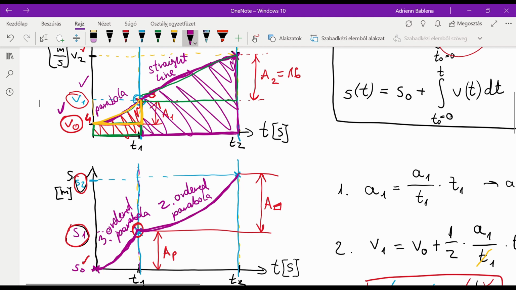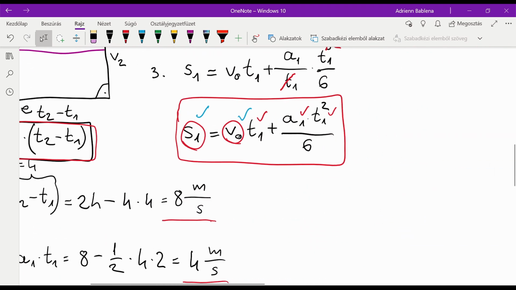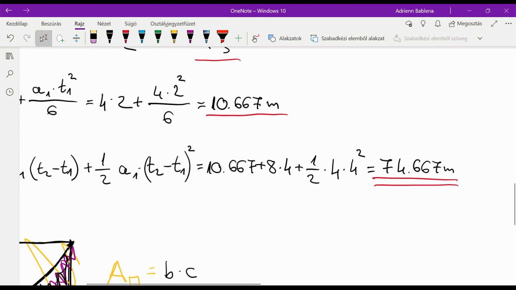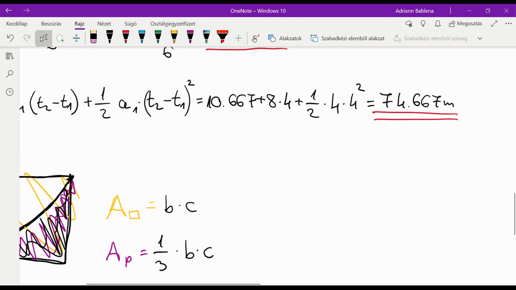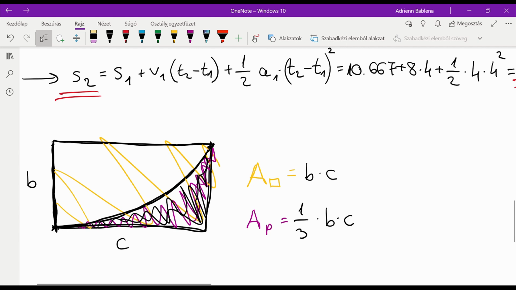Sorry, sir, I want to check the final result again. Final result S2. Yeah. We were looking for S2, as I remember. S2 here. 74 times 667. And the parabola area, can I have a look again? The downside? Parabola area? Yeah, that area. Here. Okay, thank you.